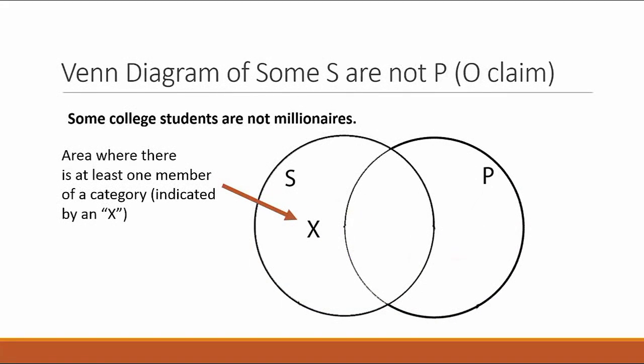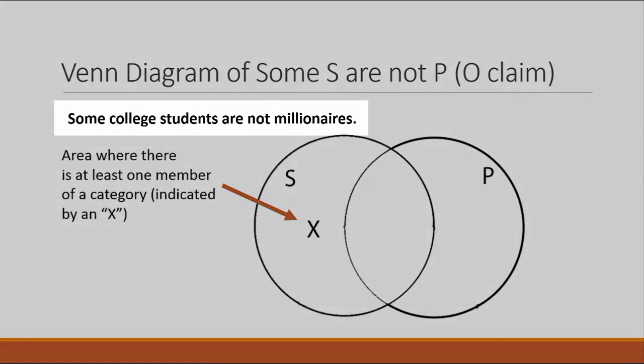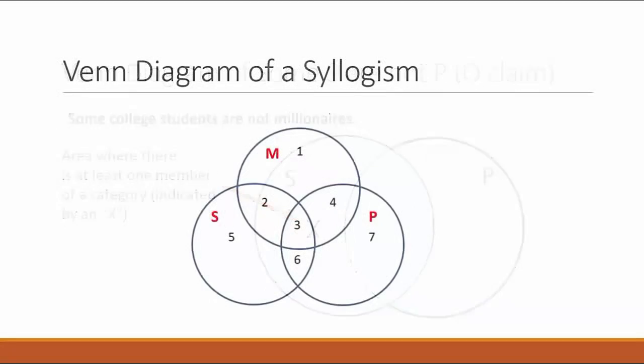To diagram the O claim, "Some S are not P," the X is placed inside the S category, but outside the P category. This indicates there is at least one S that is not a P. For instance, this would be the diagram of the O claim, "Some college students are not millionaires."